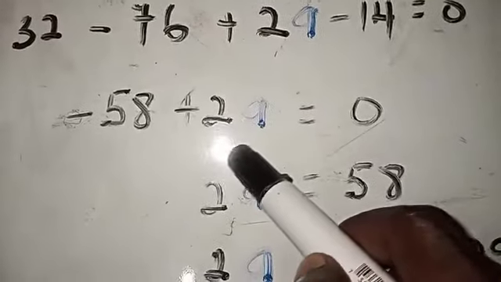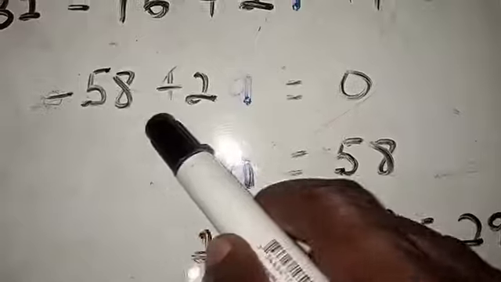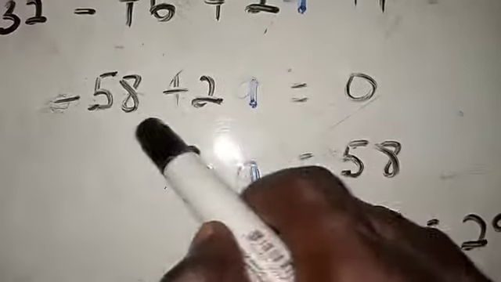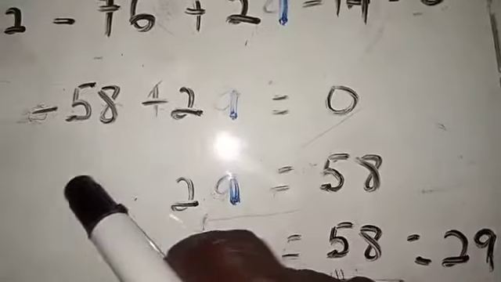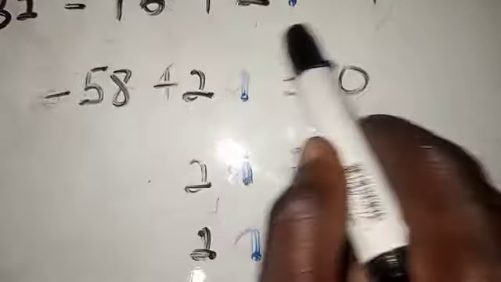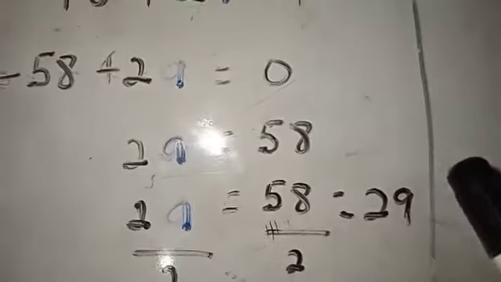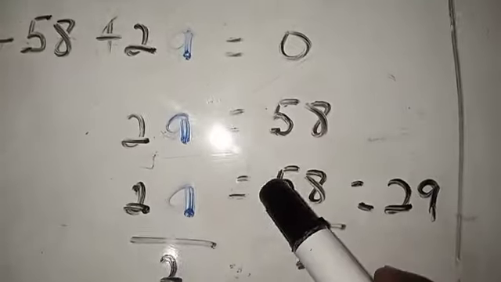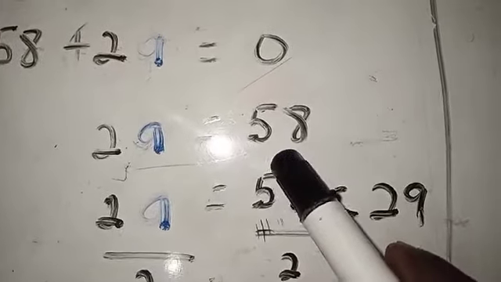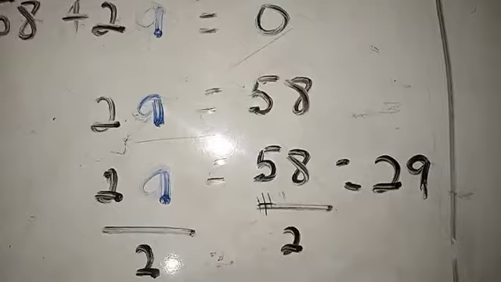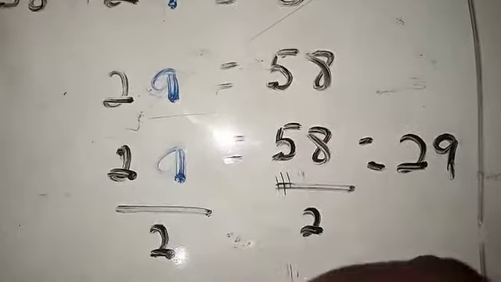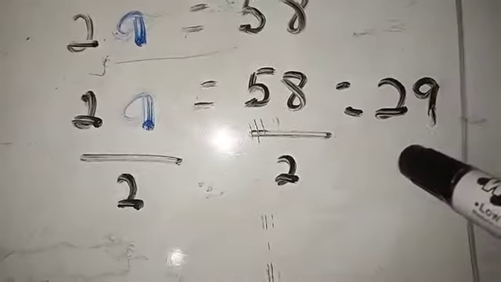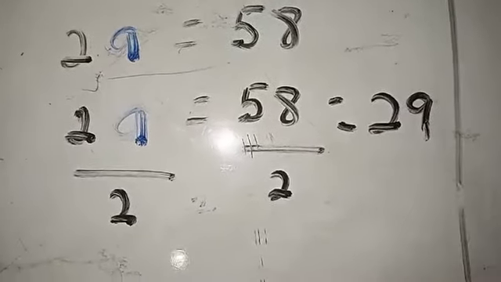So remember, we are looking for a, right? So let's add 58 to both sides. Or in some cases, you can take this guy to the other side of the equation. Then you have your 2a equal to 58 here, and then you are going to divide both sides by 2, right? So divide both sides. You have your a to be equal to 29, right? So you have a equal to 29.